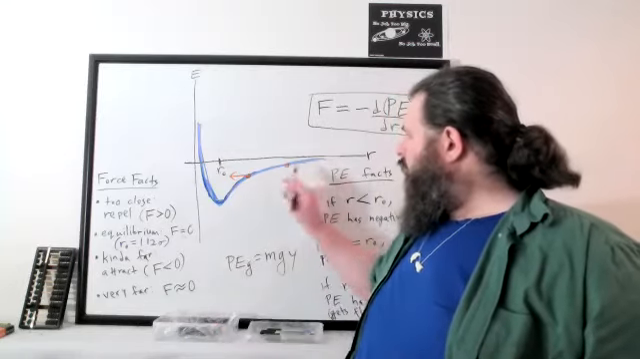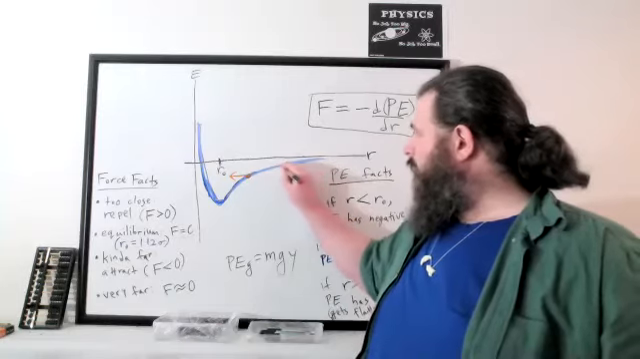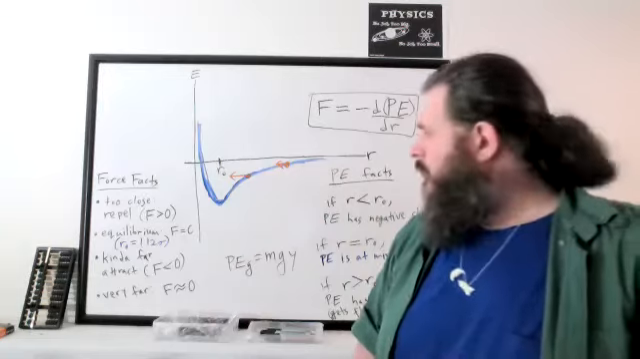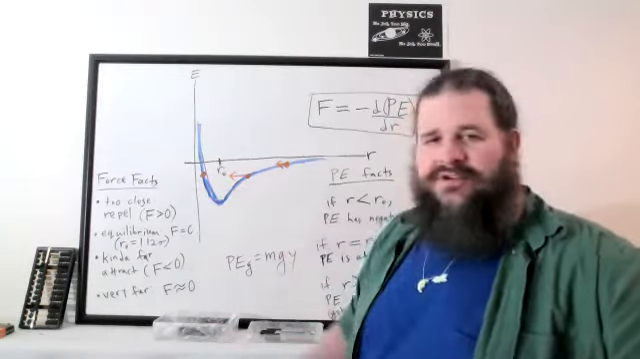Over here, slope is still positive, but it's a lot less steep. So we're going to have an attractive force, but much weaker, typically shown by drawing a smaller arrow. What about over here? What do you notice about the slope at this location?